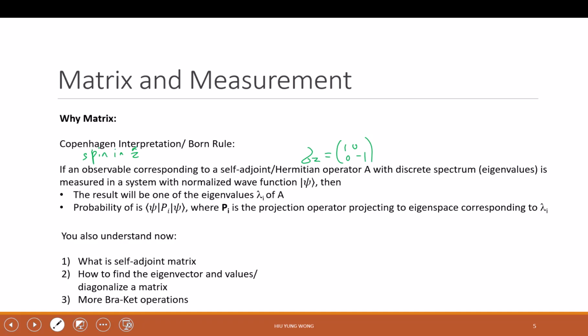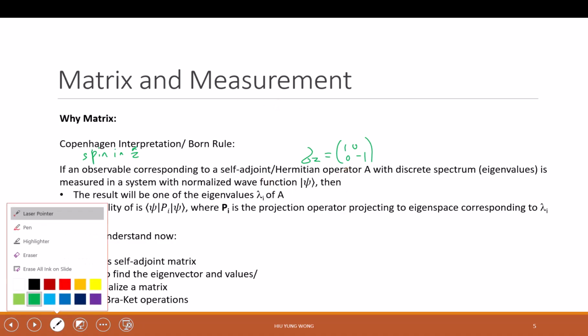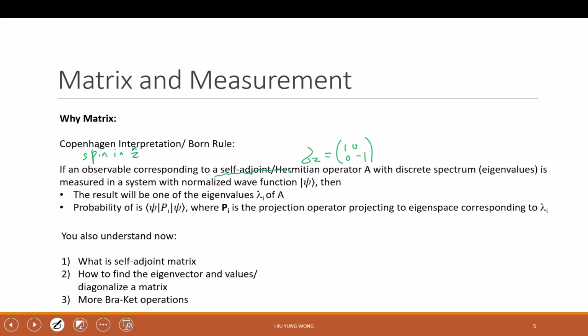But anyway, we say we have an observable classically. And it will correspond to a matrix. And this matrix needs to be self-adjoint or Hermitian. And now you know what is self-adjoint and Hermitian, right? It means that A equals A dagger. Why? This observable, we only talk about discrete spectrum, okay? It has eigenvalues. What are the eigenvalues of this observable? Of this matrix, sorry.